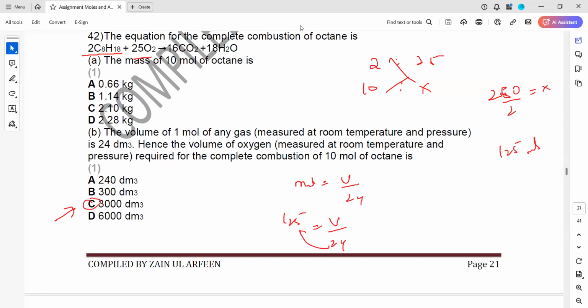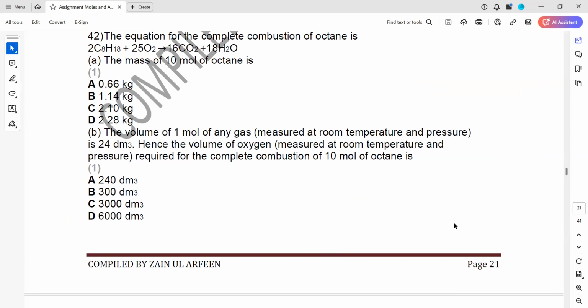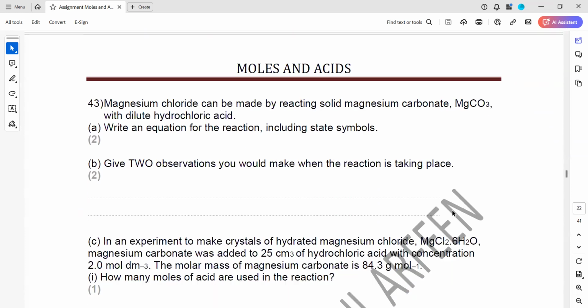That is the amount of oxygen which we need for a complete combustion of this octane, or also fuel.